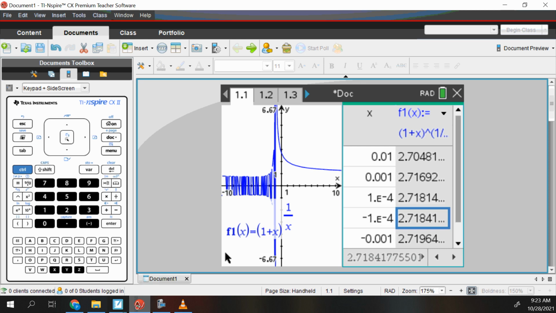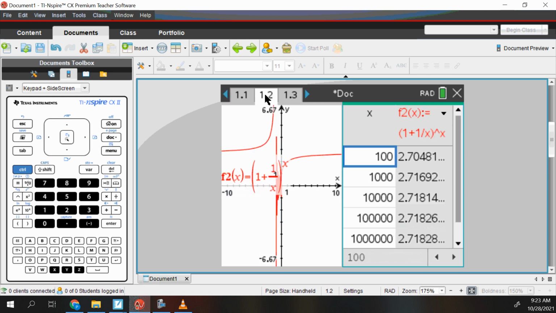And I've already put in, this is that first one there, 1 plus x to the 1 over x. And what I did is I picked values getting closer and closer to 0. Well, notice it does approach 2.718. And then what I did is I put in that second one, 1 plus 1 over x, all to the x, and I picked x values that got larger and larger positives. And notice that's also approaching that 2.718, which is e. So in both cases, they are approaching e.